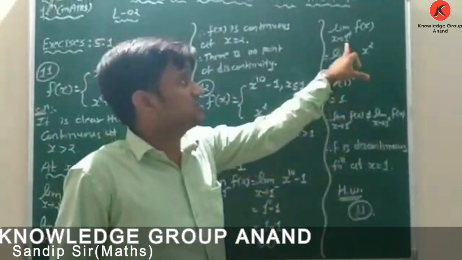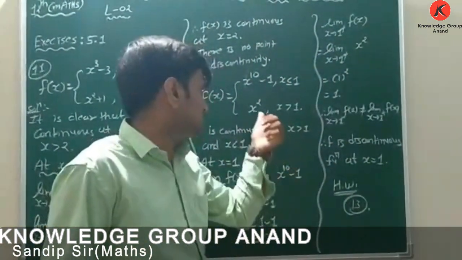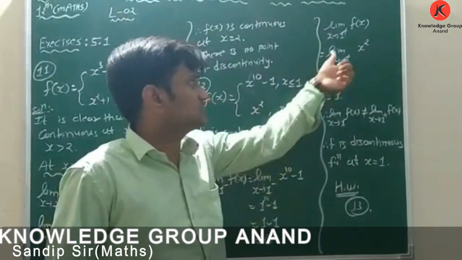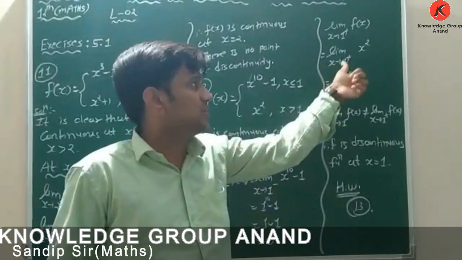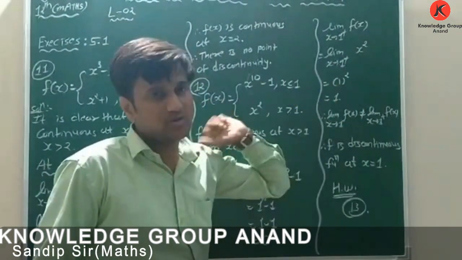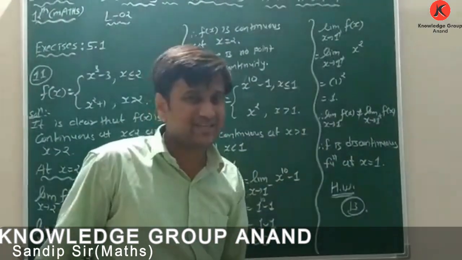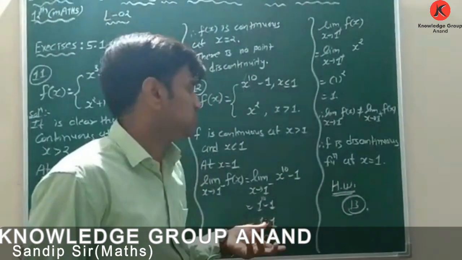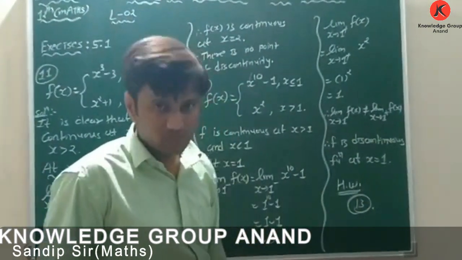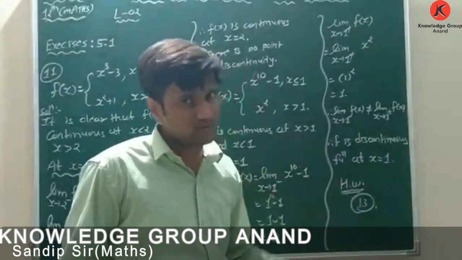Same way, limit x tends to 1 plus f of x, 1 plus, that means slightly greater than 1, so the function is x square. That means limit x tends to 1 plus x square. Putting the value x equal to 1, that means 1 square and the answer will be 1. Okay, that means the left hand side limit is not equal to the right hand side limit. That means the limit does not exist, so we can say that f is a discontinuous function at x is equal to 1. Okay, same way, in your homework you have to calculate example number 13 using this same method.